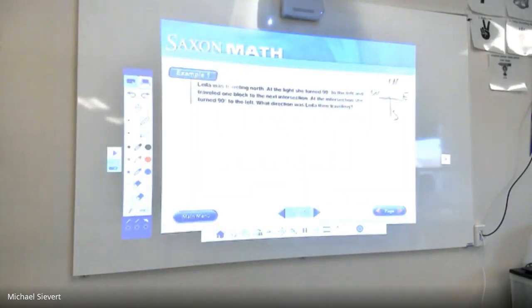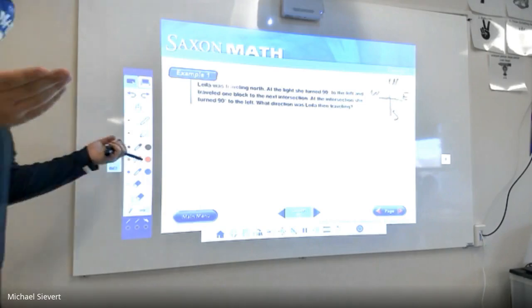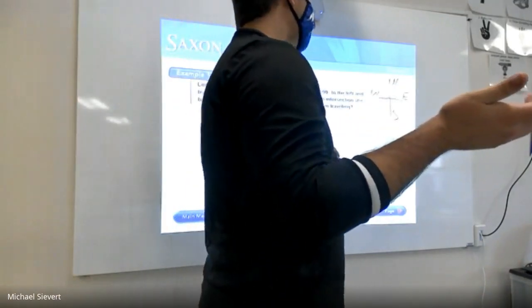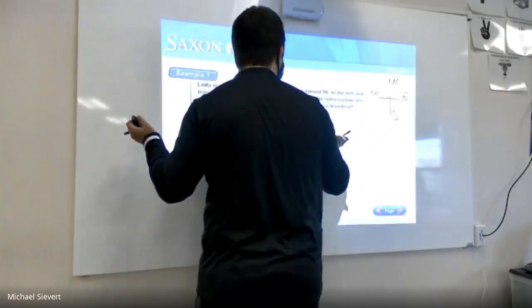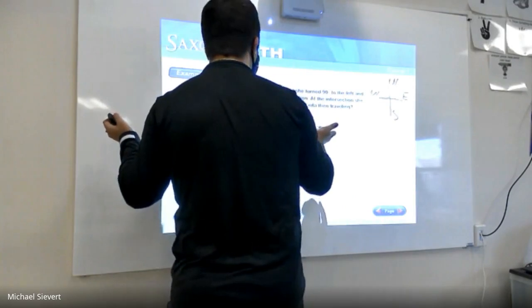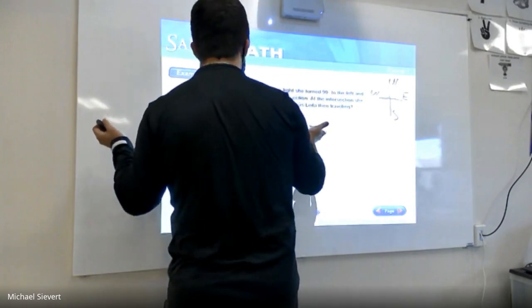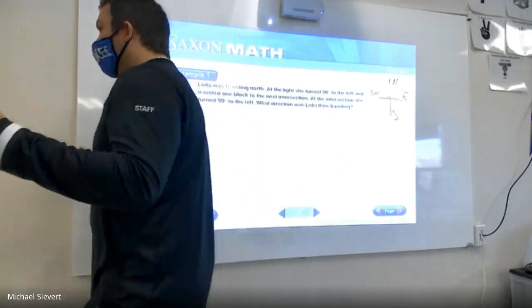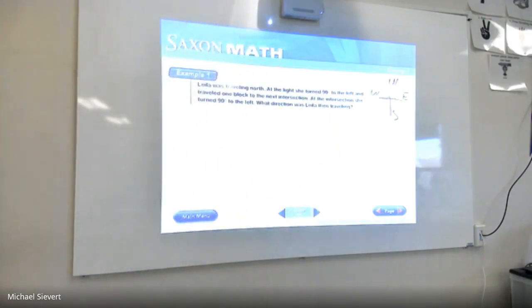All right, so Layla was traveling north, so going north. At the light, she turned 90 degrees to the left, and traveled 1 block to the next intersection. At the intersection, she turned 90 degrees to the left again. What direction is she traveling? What in the world does it mean by that?